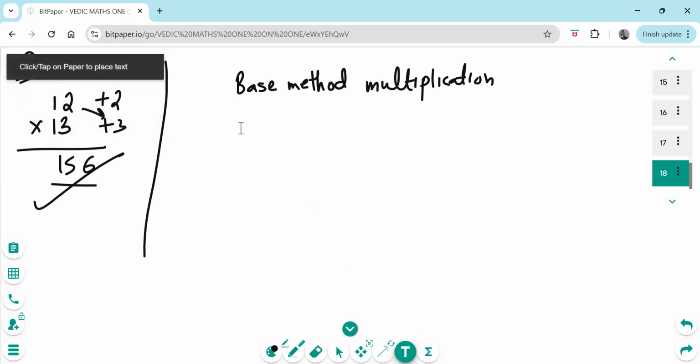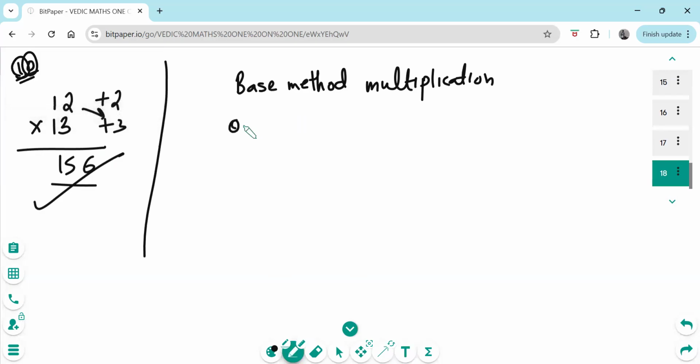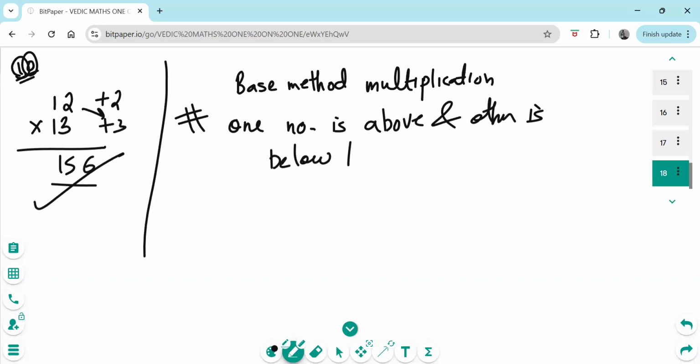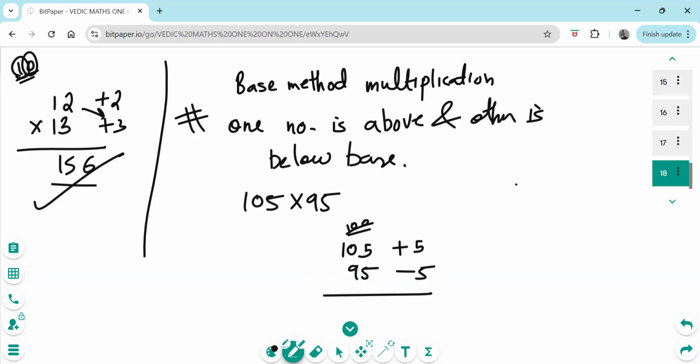Yes, there were some questions in your mind, like what if, a special case, one number is above and the other is below the base. Now what needs to be done over here? Let's say I give you 105 times 95. Can you see that one is plus 5 to 100? If I write with base 100, of course, this is plus 5 and 95 is minus 5, right, because this is less. So 95 minus 100 will give you minus 5. Now when you multiply this 5 with negative 5, you get minus 25, right?